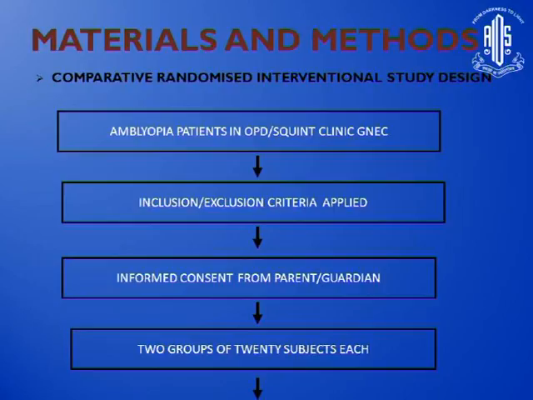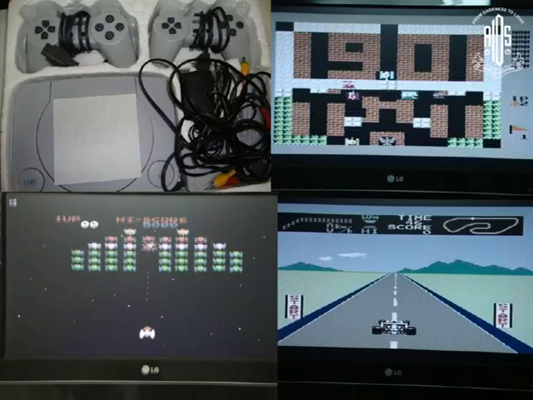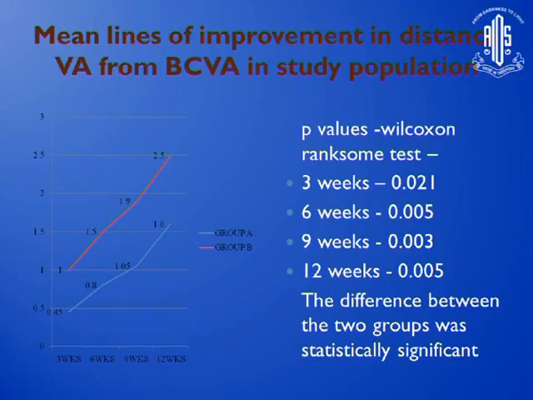The patients were divided into 2 groups of 20 each. In group 1, occlusion therapy was given, and in group 2, occlusion along with television game exercises was given. These were the games which were used. And it was concluded that mean lines of improvement were more in group B, that is the television group along with patching, as compared to the only patching group.